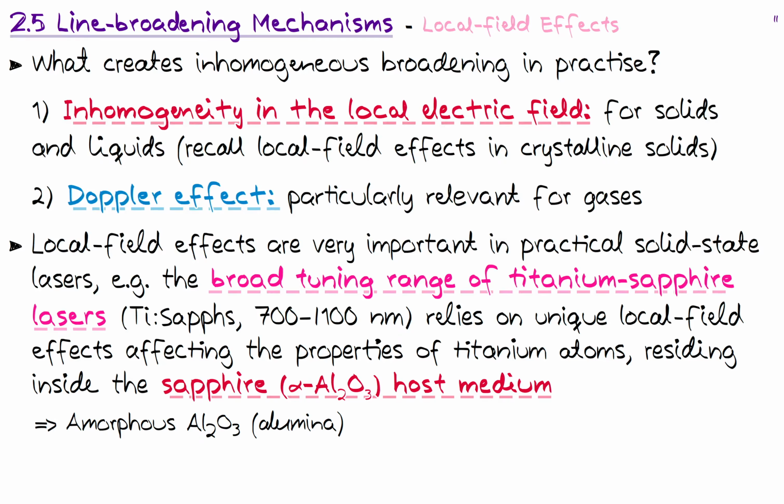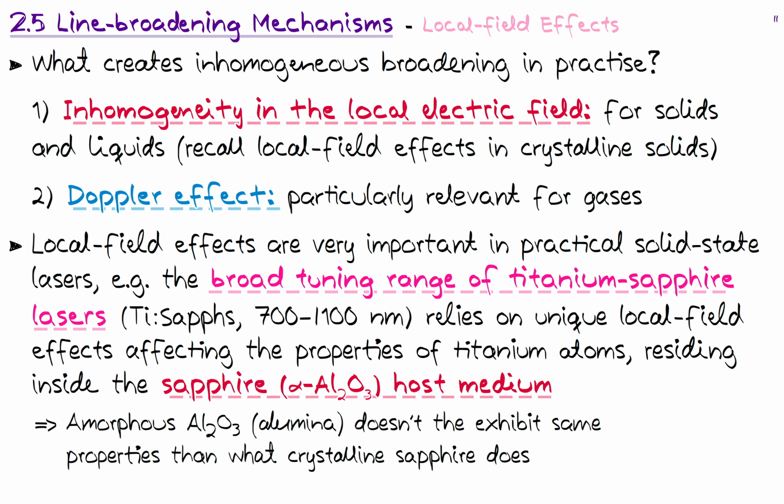Don't confuse this with aluminum. They are totally different substances, totally different materials. Amorphous aluminum oxide doesn't exhibit the same properties at all as crystalline sapphire in terms of its local fields and how it acts as a laser. But more like as a laser when we dope it with titanium.